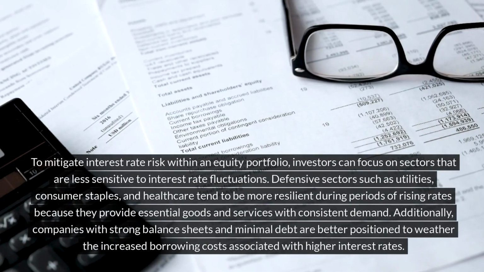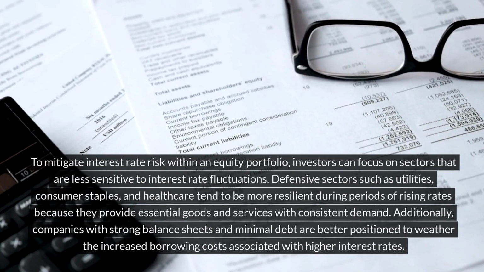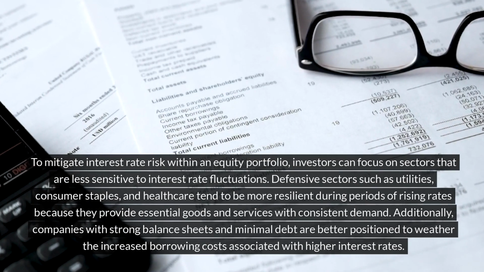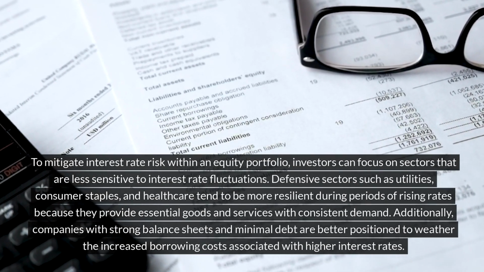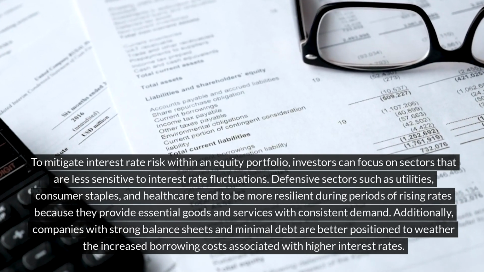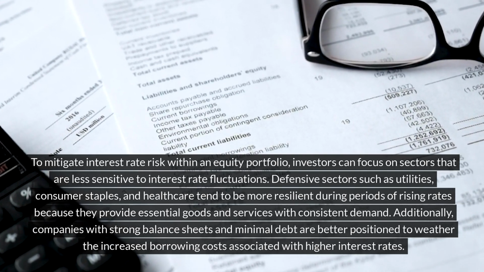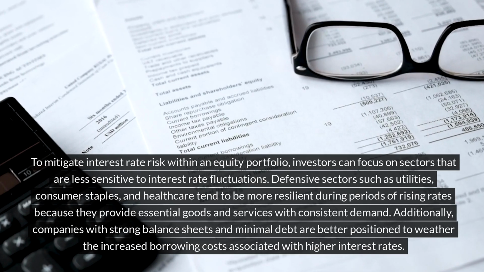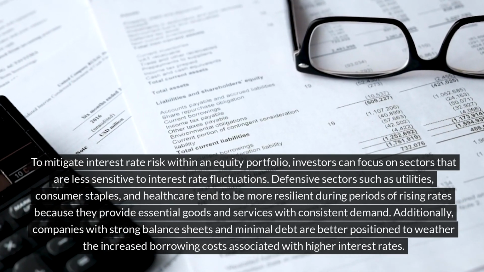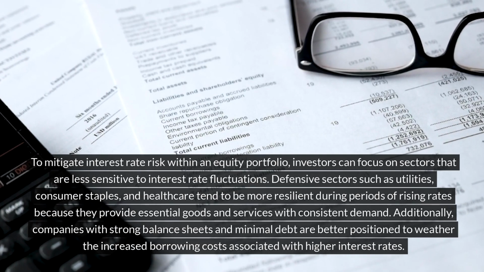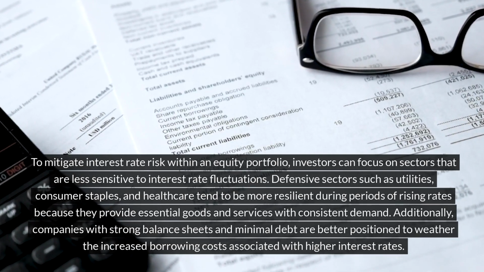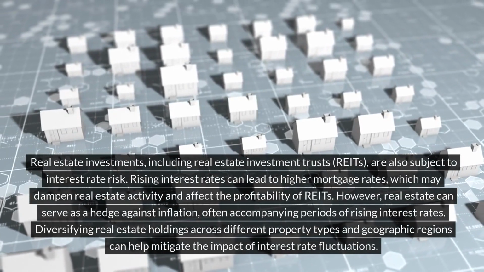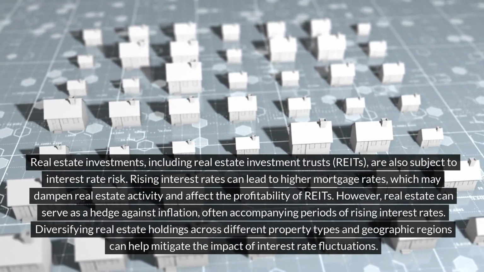To mitigate interest rate risk within an equity portfolio, investors can focus on sectors that are less sensitive to interest rate fluctuations. Defensive sectors such as utilities, consumer staples, and healthcare tend to be more resilient during periods of rising rates because they provide essential goods and services with consistent demand. Additionally, companies with strong balance sheets and minimal debt are better positioned to weather the increased borrowing costs associated with higher interest rates.